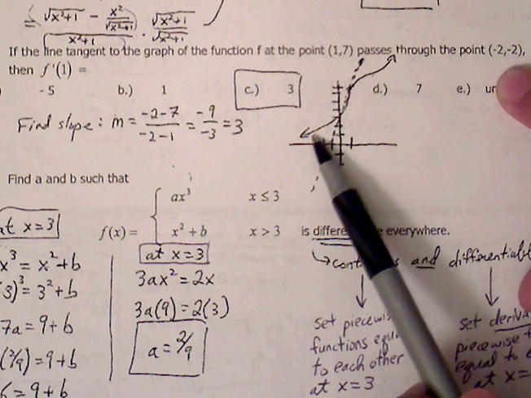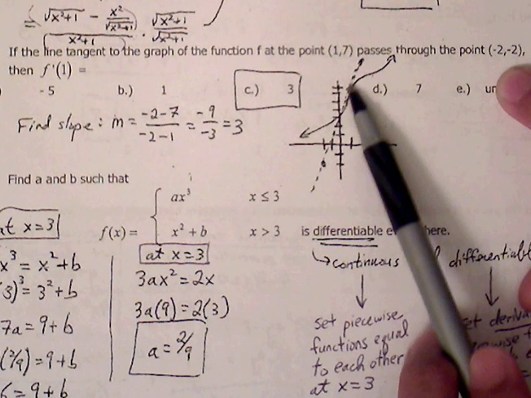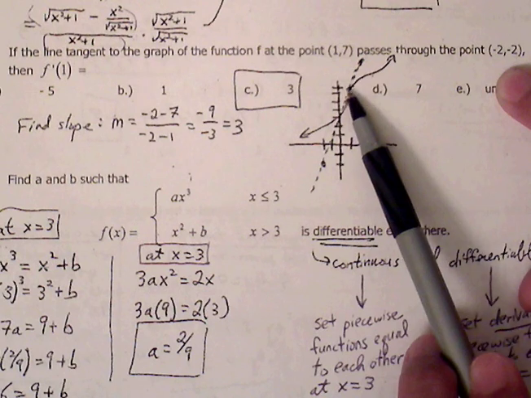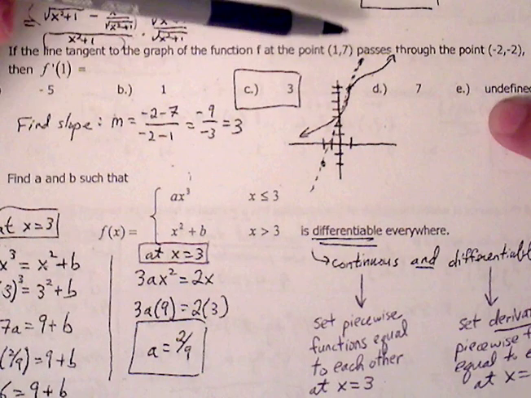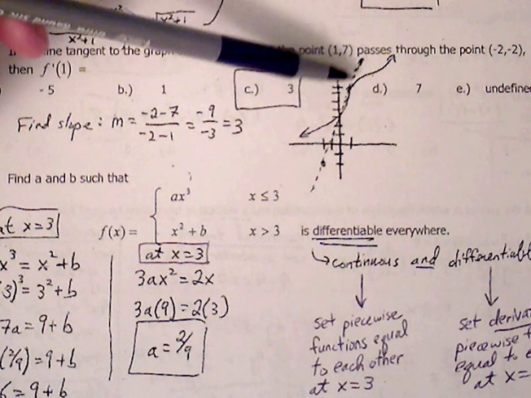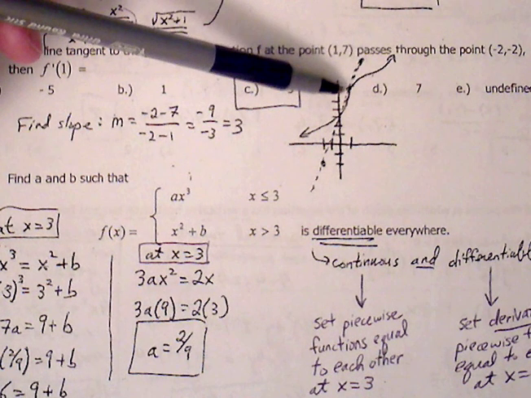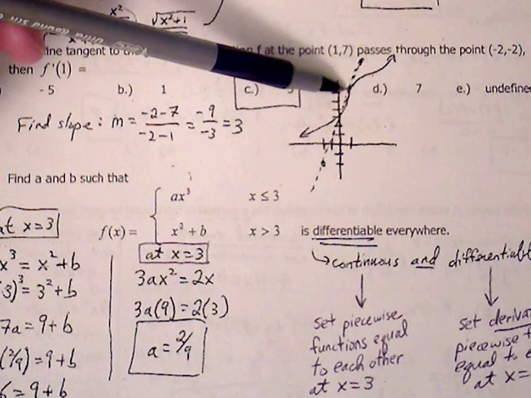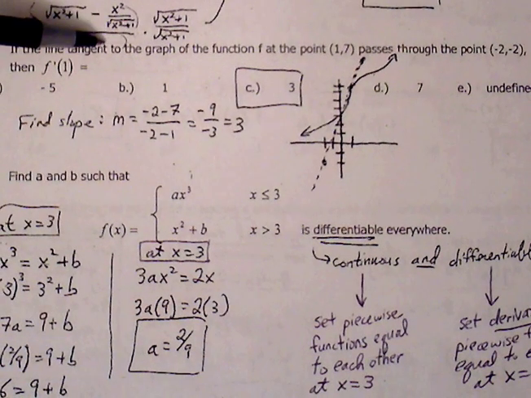So here's my tangent line. So this tangent line is tangent to this curve at 1, 7, and we know that if we can find the slope of this tangent line, then we have in effect found the slope of the curve at that point as well, because they're telling us that this tangent line, this is the tangent line for this graph.